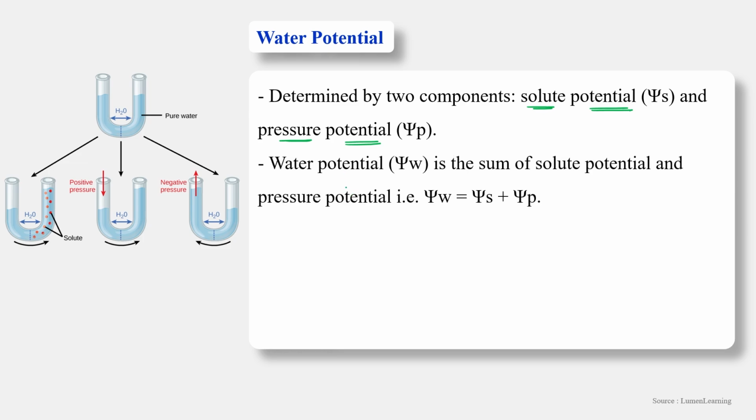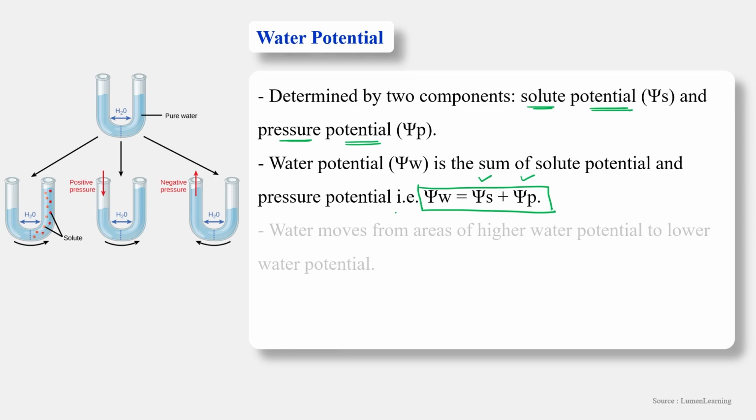Water potential is a sum of solute potential and pressure potential. So psi w is equal to psi s plus psi p. Water moves from an area of high water potential to low water potential.